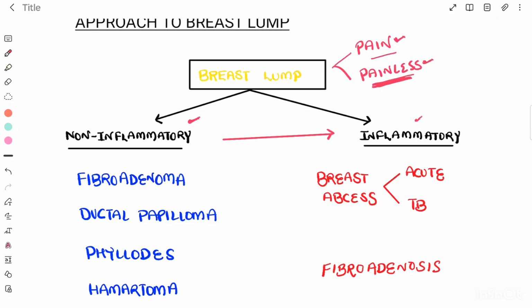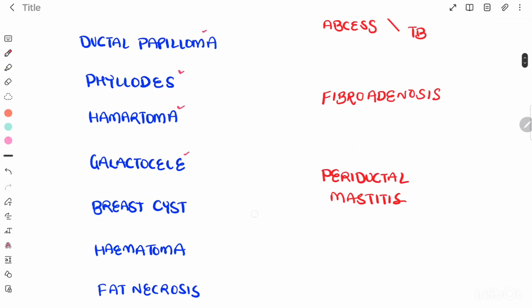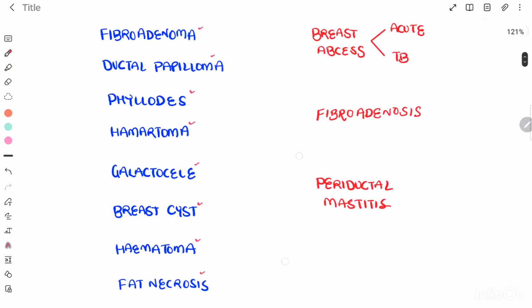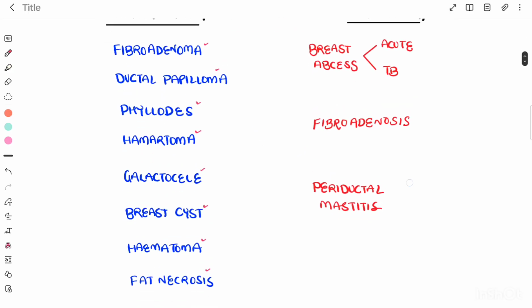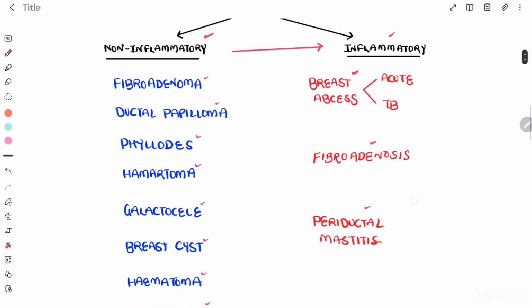If any lady presents with a breast lump which has no pain, then the differential diagnoses for that lump are fibroadenoma, ductal papilloma, phyllodes tumor, hamartoma, galactocele, breast cyst, hematoma or fat necrosis. So these are the differential diagnoses for painless breast lump. And for the painful breast lump, it can be a breast abscess, fibroadenosis or periductal mastitis. So these are the two main headings for a breast lump.